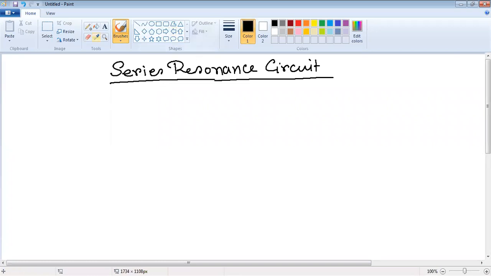The last part was about the 3 dB point. We're talking about the selectivity. What is the selectivity, and the relation between selectivity and the bandwidth? The selectivity of a resonating circuit is defined by the ratio of F naught to the bandwidth of the circuit.